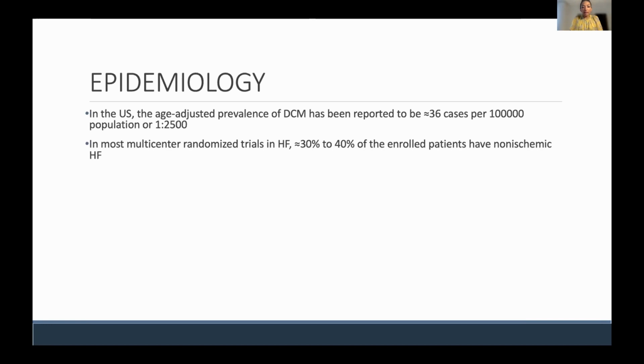In multi-center randomized trials for heart failure, about 30 to 40% of enrolled patients have non-ischemic cardiomyopathy. And according to the DEAR registry, which is a registry of acute decompensated heart failure patients who are admitted to the hospital, about half the patients are admitted with a diagnosis of non-ischemic cardiomyopathy.